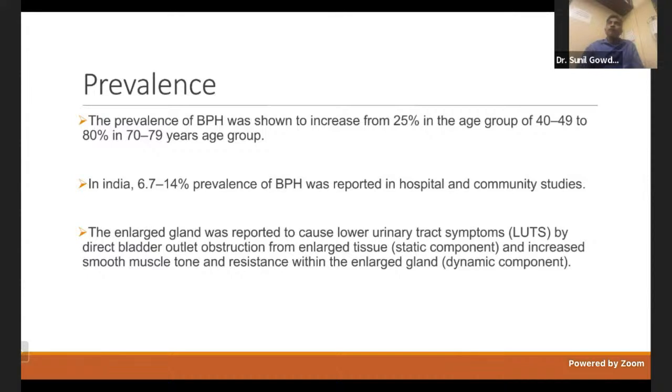As I already told you, this enlargement of the prostate gland will result in lower tract symptoms. These symptoms can be due to direct bladder outlet obstruction caused by the enlarged prostate. That is called the static component. There's an enlarged prostate which acts as a block to the bladder outlet, and it may result in lower tract symptoms. The other thing which can also result in lower tract symptoms is an increase in the smooth muscle tone and resistance within the enlarged prostate, which may also lead to the development of lower tract symptoms in these patients.